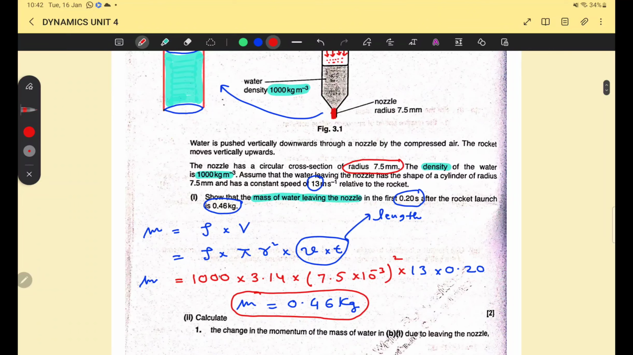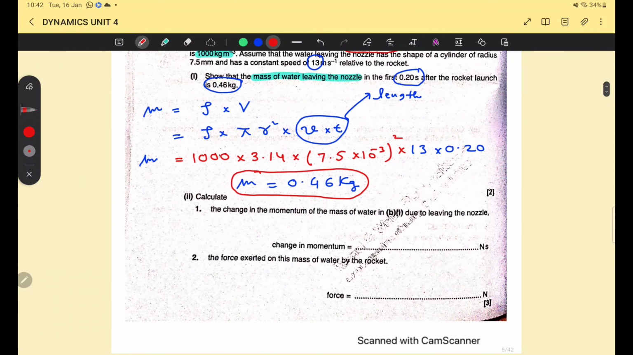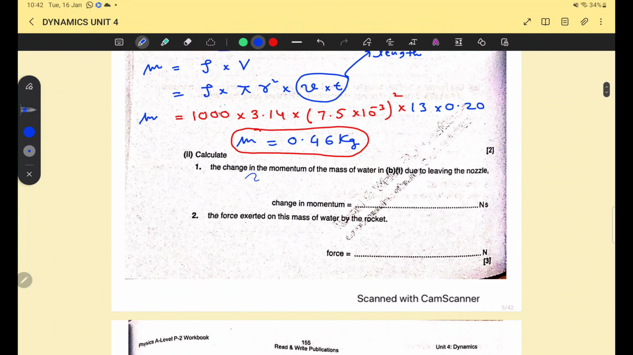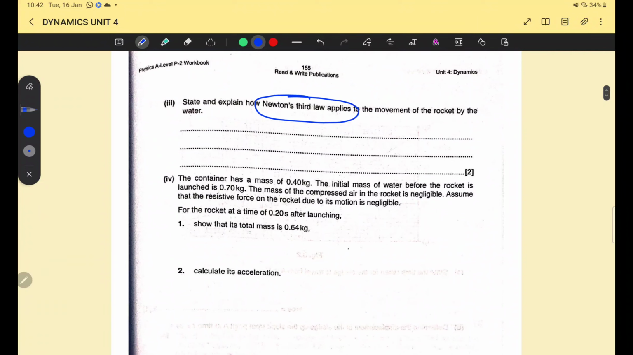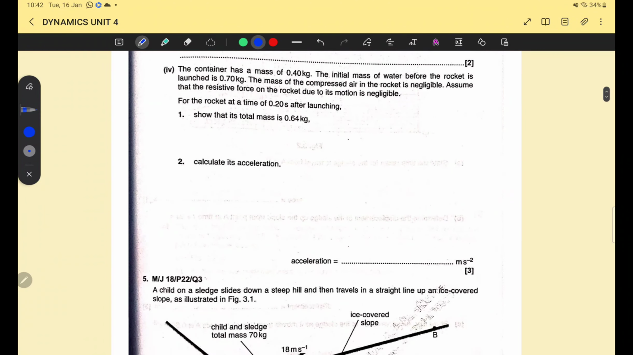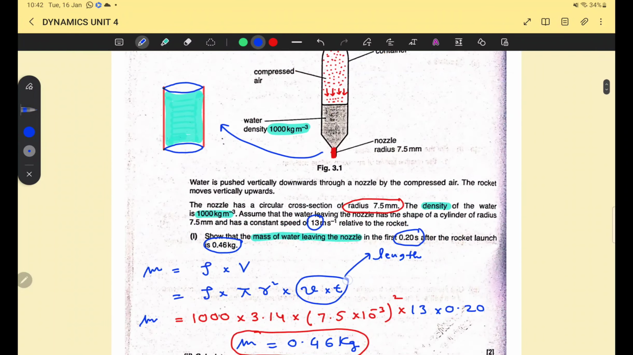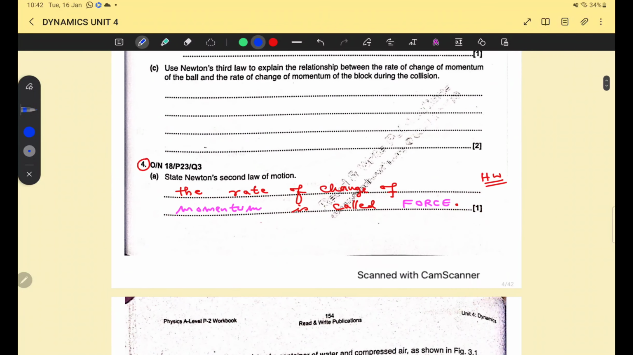And then the remaining part is just like question number 2 type. Then they are asking change of momentum, then they are asking force, again they are asking Newton's third law of motion, again the same kind of question. If you have solved the first one, you can easily solve this question. So I am leaving this question number 4 as homework, and you should solve it for practice.